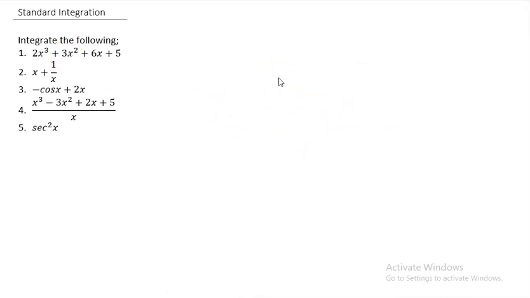For number 4, we have x to the power of 3 minus 3x to the power of 2 plus 2x plus 5, everything over x. The easiest thing to do would be to divide all the terms by x.